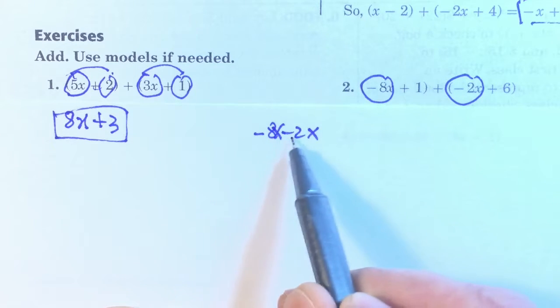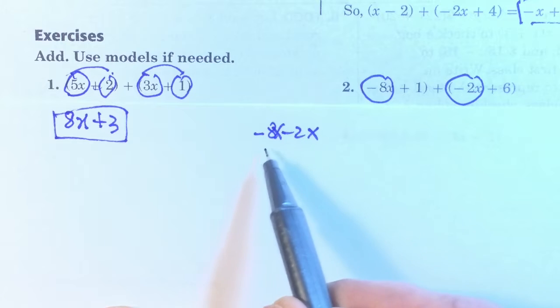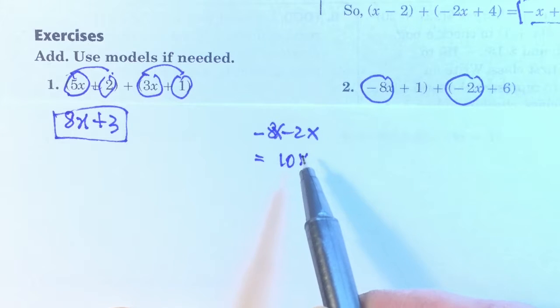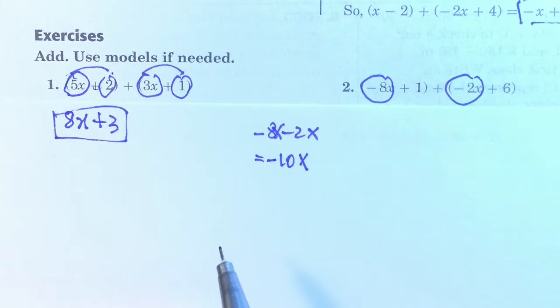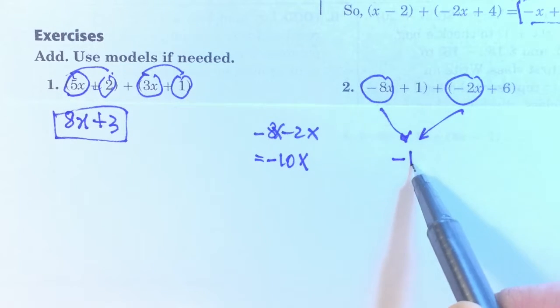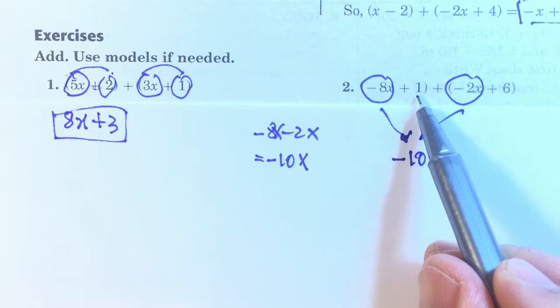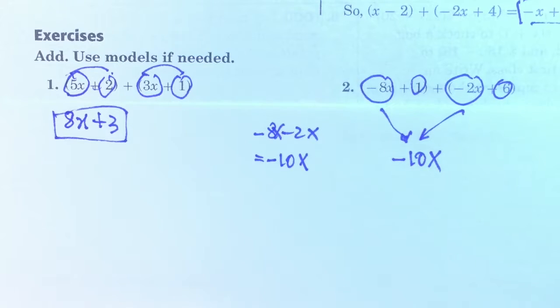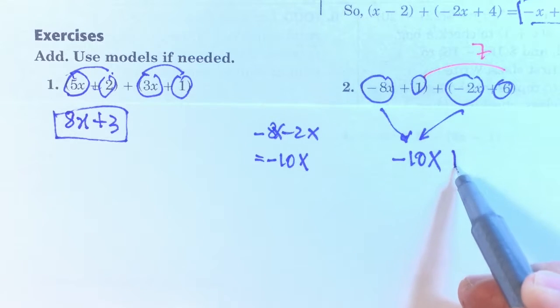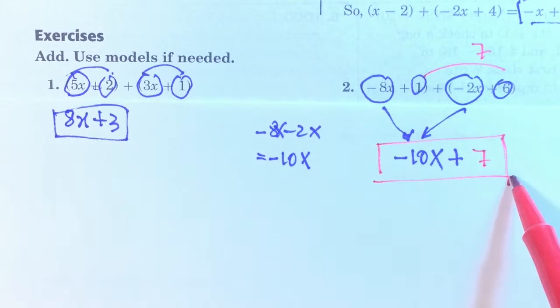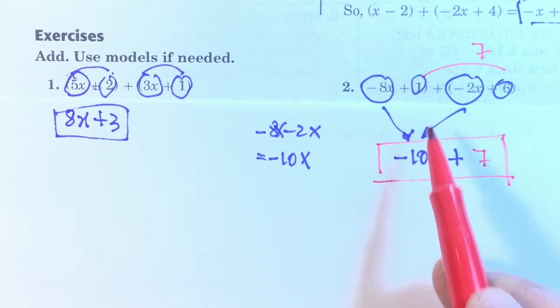We have negative here, so I'm going to add the numbers. 8 plus 2 is going to be 10x. I'm going to keep the same sign, negative 10x. So the combination of these two is going to be negative 10x. Let's go to the numbers now, 1 and 6. 1 plus 6 is going to give me 7. So this is going to be negative 10x + 7, and this is going to be my final added and simplified expression for number 2.